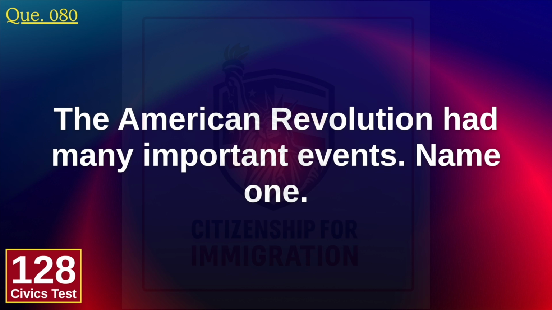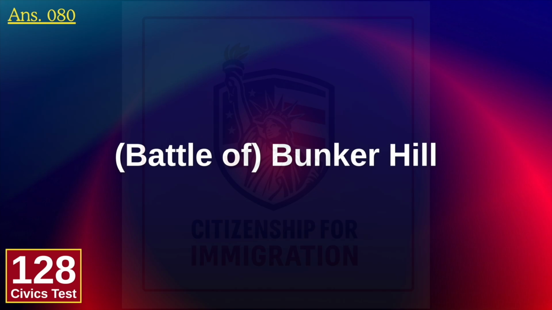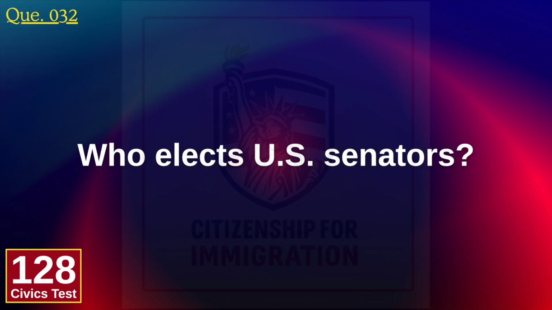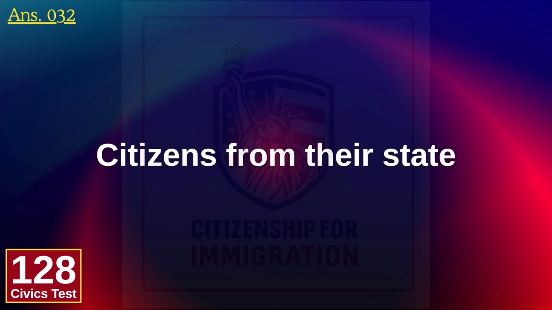The American Revolution had many important events. Name one. Battle of Bunker Hill. Who elects U.S. senators? Citizens from their state.